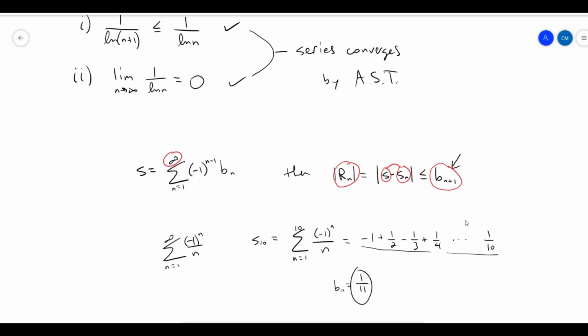Okay, so this estimation theorem just tells me if I want to get an approximation that's good enough to however many decimal places, I can figure out where I need to stop by looking at this term that comes right after it. You see what I mean?